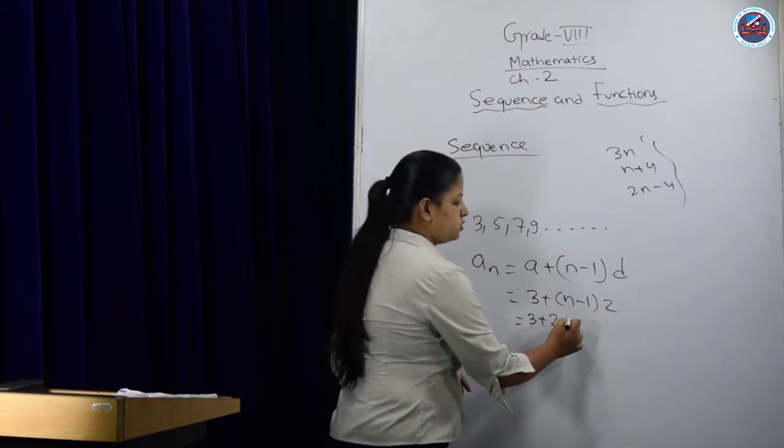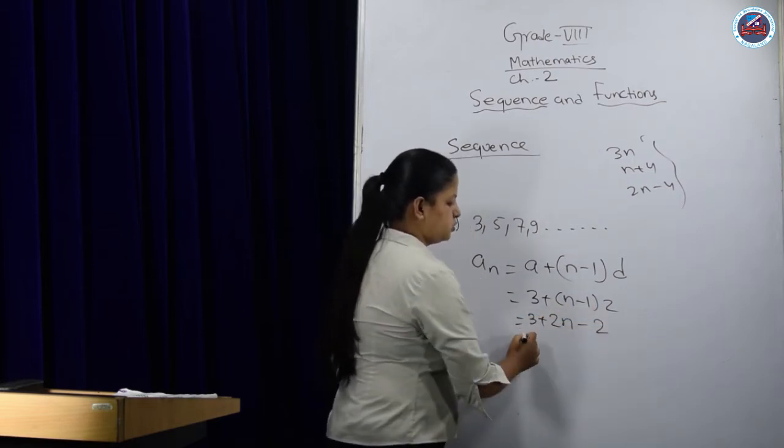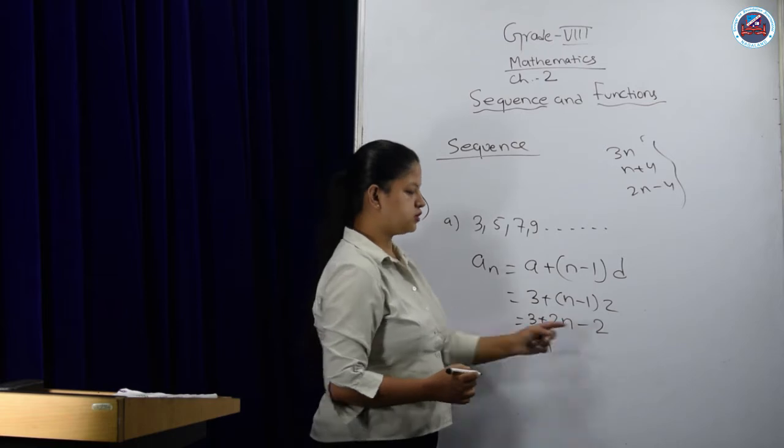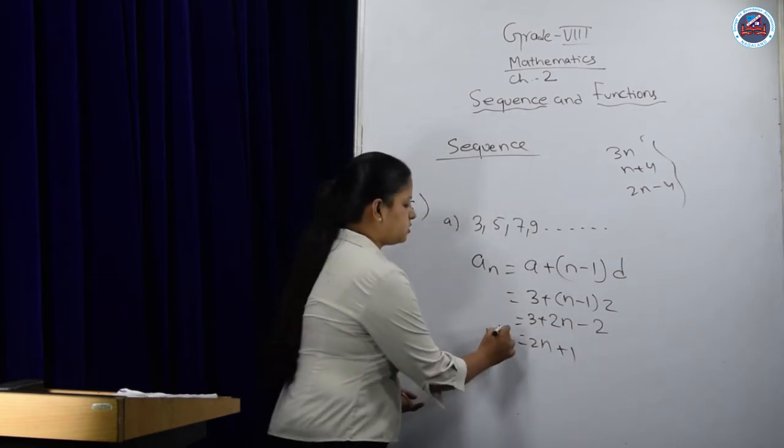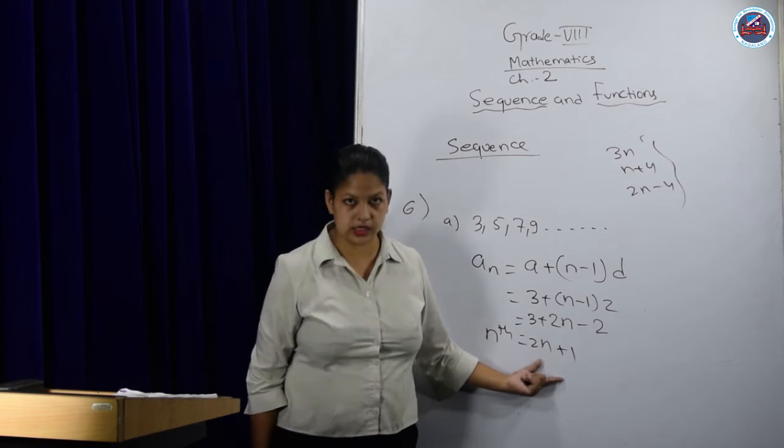2 into n, 2n. 2 into 1, 2. So 3 minus 2, 1. Positive, that's why plus. That means the nth term for this sequence is 2n plus 1.